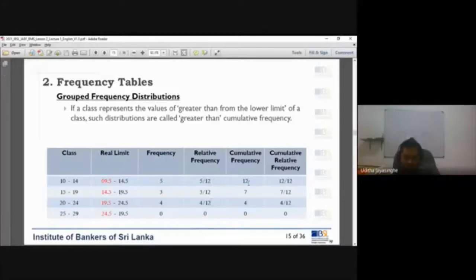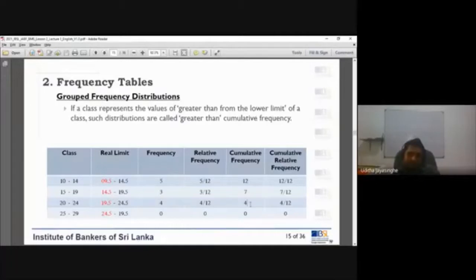Now for the cumulative frequency, instead of starting from 5, 8, and 12, under the greater than style you have to say 12 is my cumulative frequency from class number 10 onwards. That means you have to read it as having 12 items above and including this class of 10 to 14. Only 7 items including and above this class interval, and only 4 items including and above this class interval. This is the flip side.